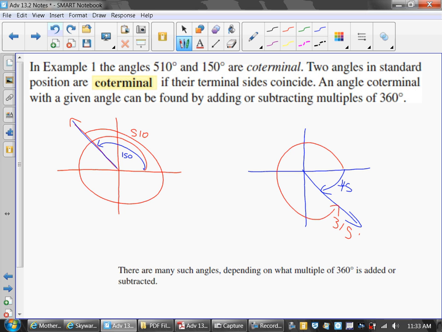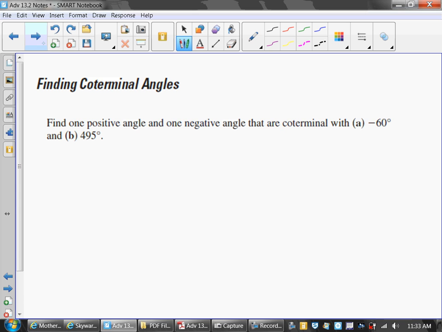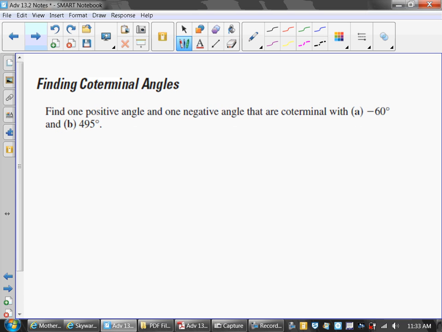Unless, there's always an unless, right? Unless the angle, when you subtract 360 degrees, doesn't give you a negative yet. Let me show you. For example, if the angle's really large, like 495 degrees.